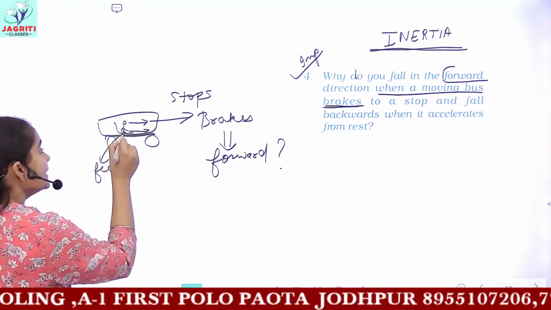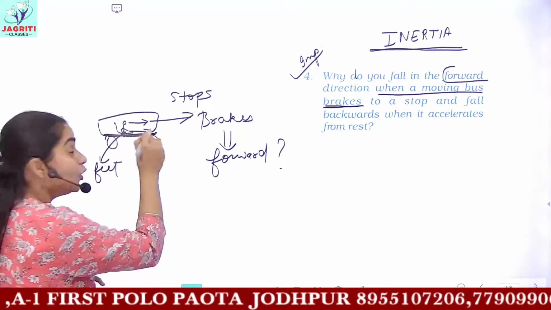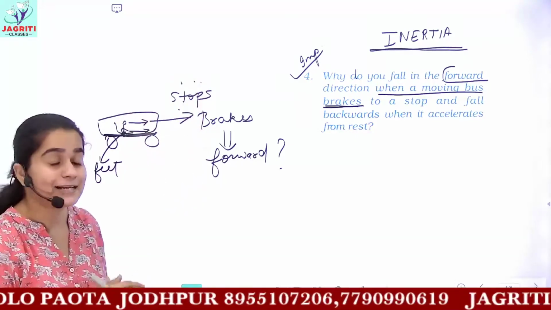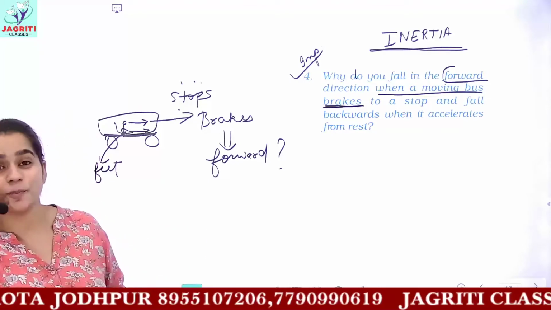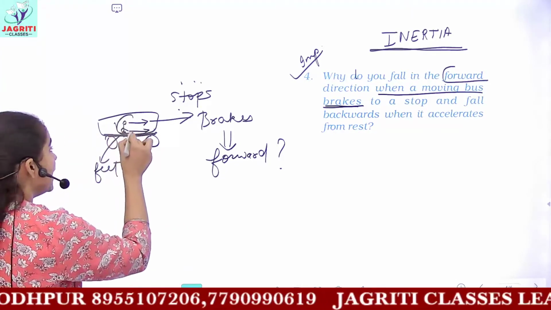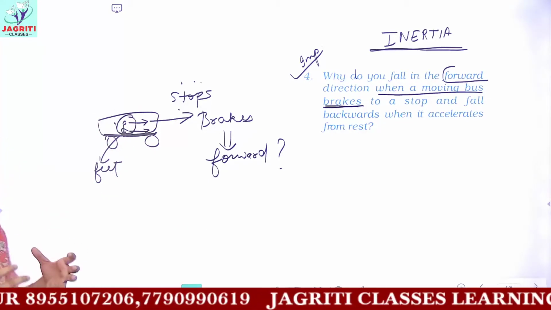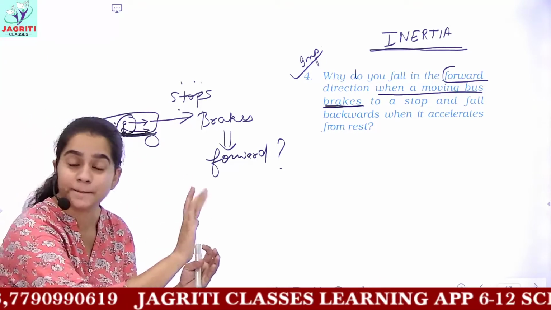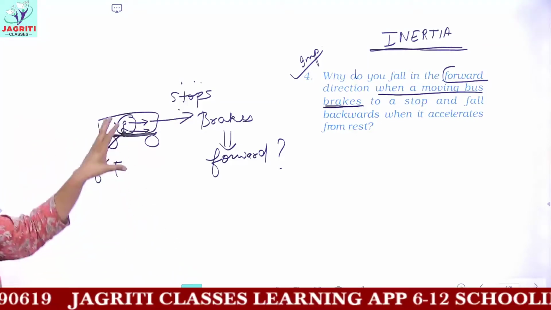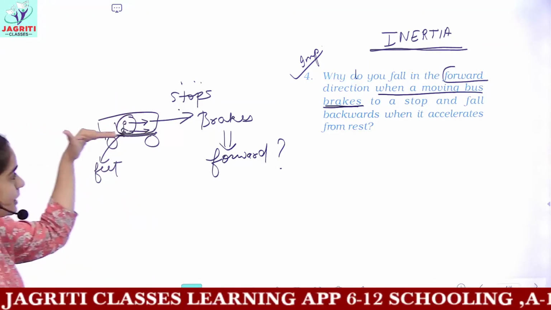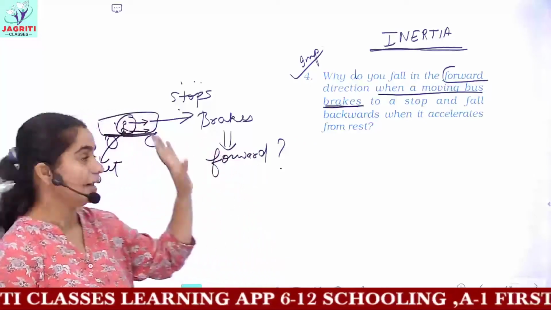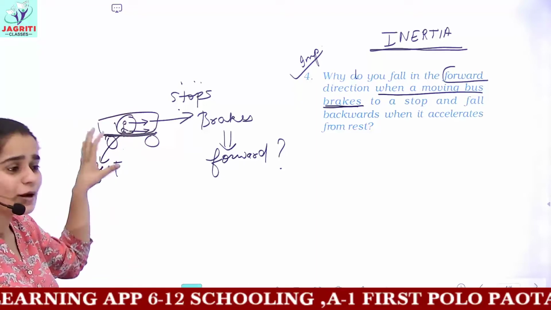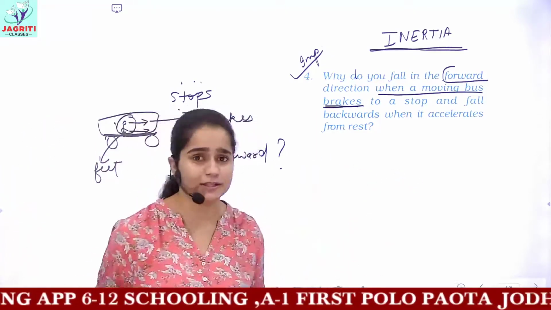Because the legs of the passenger are in direct contact with the bus, once the bus stops, the legs of the passenger also stop. But because the upper body of the person is not in direct contact with the bus, it tends to remain in motion. Listen again. Initially, what was the situation? The bus was moving in a particular direction, and all the passengers sitting in the bus were also moving forward with the bus.